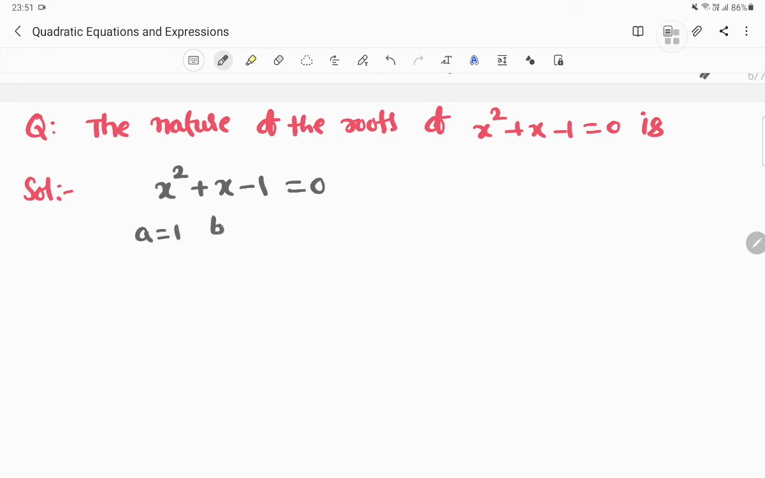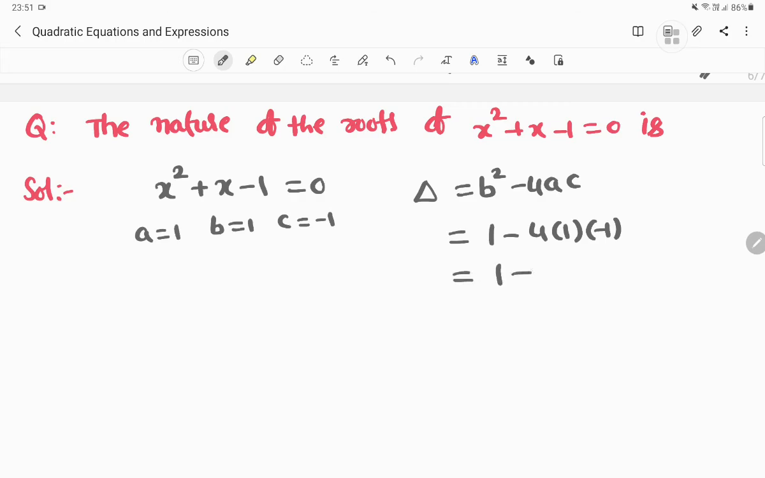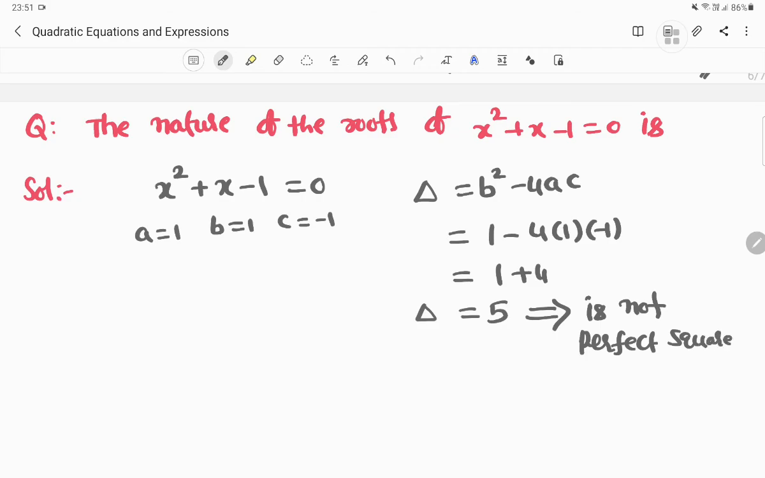a = 1, b = 1, c = −1. Compare with ax² + bx + c. Then find the delta value, b² − 4ac. So b², 1² − 4 into 1 into −1, which is equal to 1 + 4, which is equal to 5. So delta equals 5, it is not a perfect square. Whenever it is not a perfect square, roots are irrational.